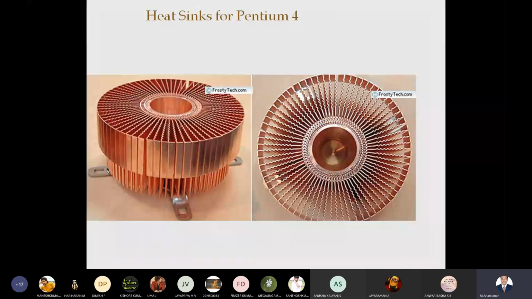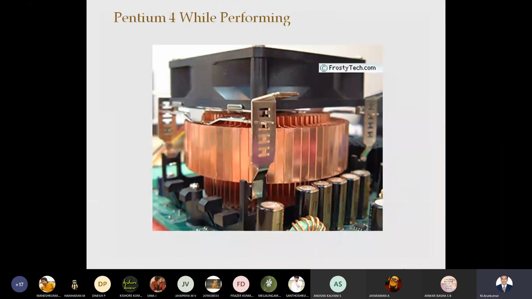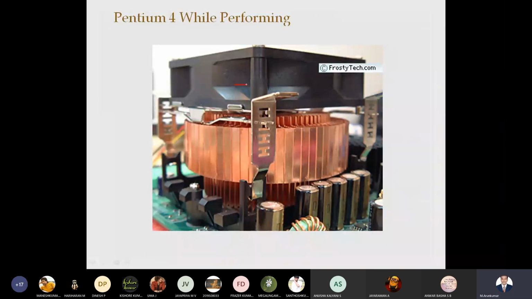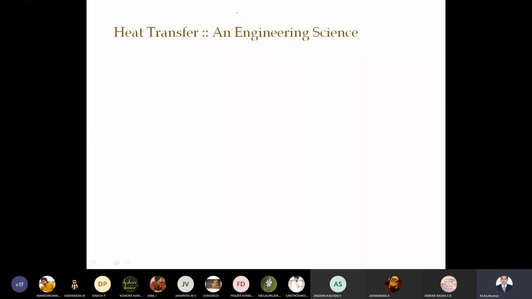If you see the hardware of your computers, then you may identify this part. Actually this is a heat sink. Then this Pentium 4 while performing will look like this. There will be a fan. This sink will absorb the heat, and through this fan we may transfer the heat from the system to the surroundings. Heat transfer is actually an engineering science.